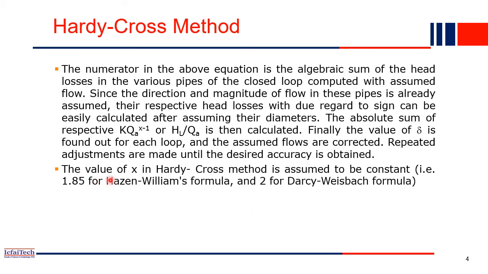That's how we do it. So for the value of x, we have assumed that k is k into q to the power of x minus 1. The value of x is basically a constant: 1.85 if you use the Hazen-Williams formula, and 2 if you use the Darcy-Weisbach formula. Anyway, we'll be solving one problem in the next few slides, and in that case we'll be using the Hazen-Williams formula, so the x value for our problem will be 1.85.